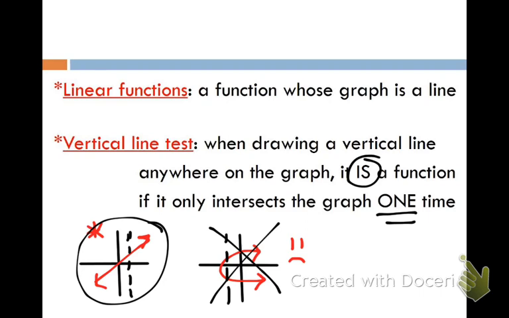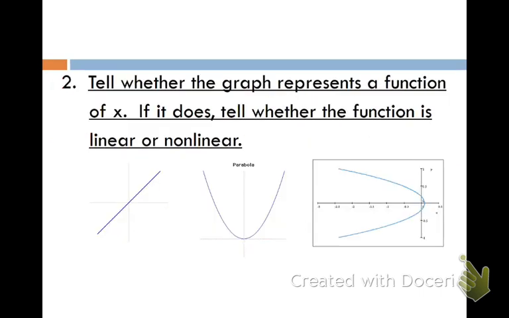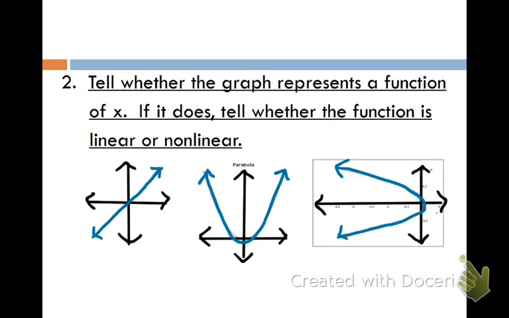So go ahead and write these instructions down for me, please. My instructions here say, tell whether the graph represents a function of x. The way that you can tell if something is a function is by doing the vertical line test. Look back at your notes and read to me, what is a vertical line test? Drawing a vertical line anywhere on the graph, it is a function if it only intersects the graph one time.